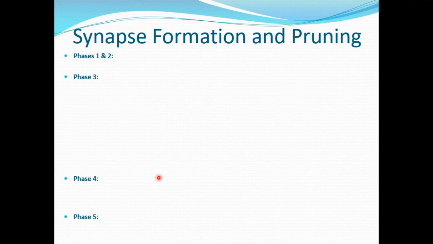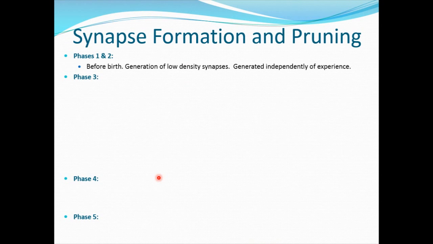Now, the synapses, we form synapses, and synapses get pruned, and there are different phases of it. So let's look through that. Phase 1 and 2 is before birth. It's the generation of low-density synapses, and they are generated independently of experience. Because you can imagine this baby is still in the womb. It is having experiences, but it's fairly limited. And this synapse formation is generated independently of experience.